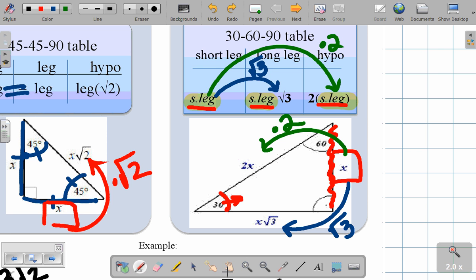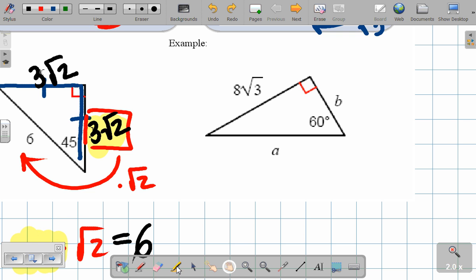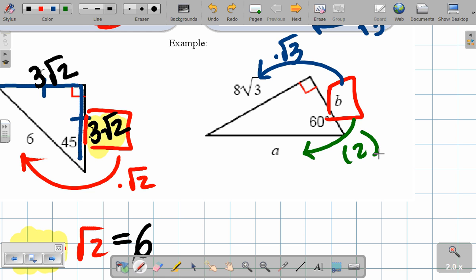Ready? Here we go. Here's your short leg. Short leg to the long leg, times by root 3. Short leg to the hypo, times by 2. It reads like this: something times root 3 is 8 root 3. You have to work backwards. I'm going to give you 10 seconds. You're going to ask a neighbor what they got. Something times root 3 is 8 root 3.